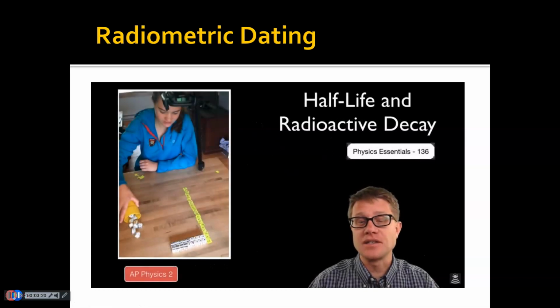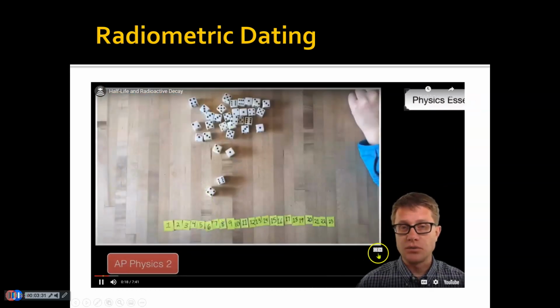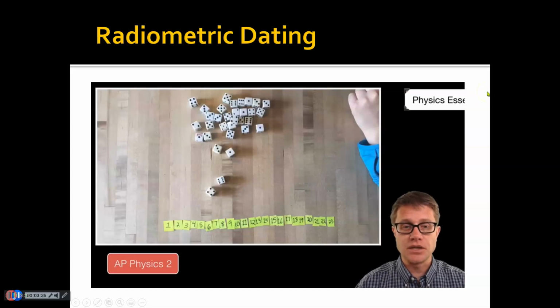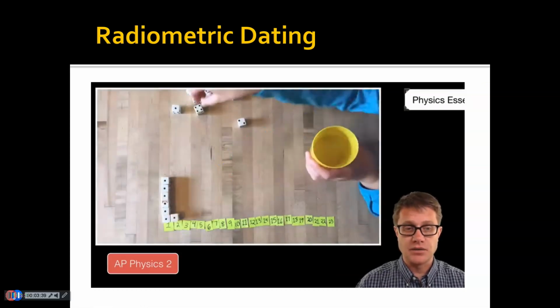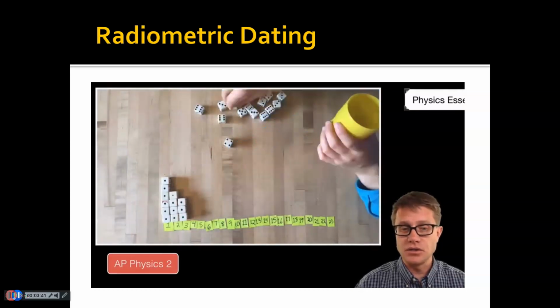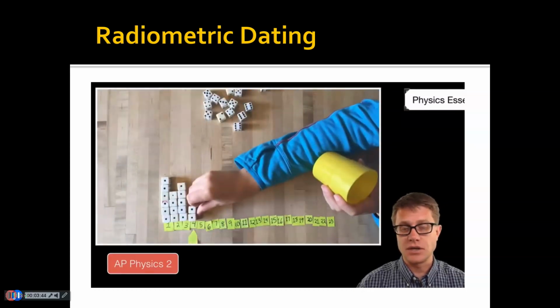Hi, it's Mr. Anderson, and this is AP Physics Essentials video 136. It's on half-life and radioactive decay. To model that, my daughter and I started rolling some dice. We had 32 dice in the cup, and what she would do is she would roll the dice, and then she'd pull all of a certain number out. So in this first simulation, she's going to pull all the ones out. And so you put those to the side. That's generation 1, and now generation 2, and generation 3, and generation 4.